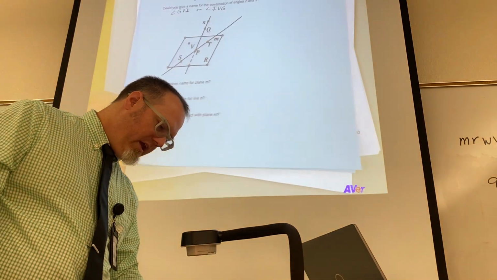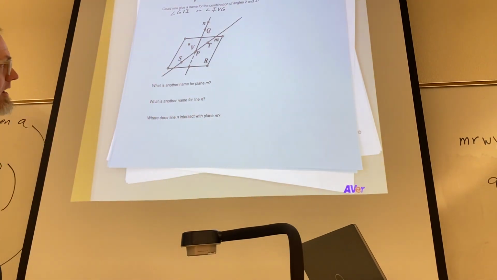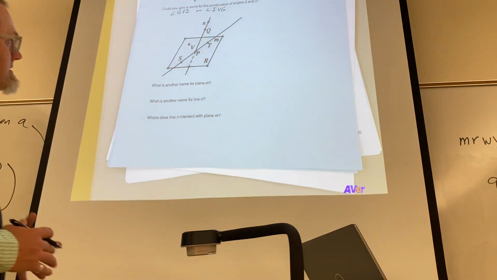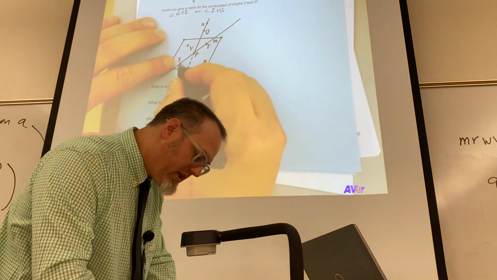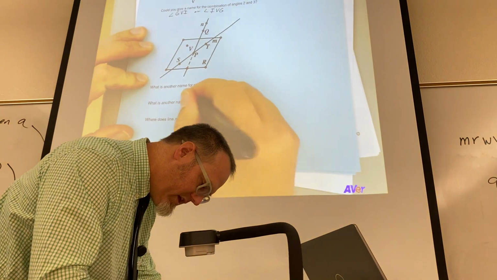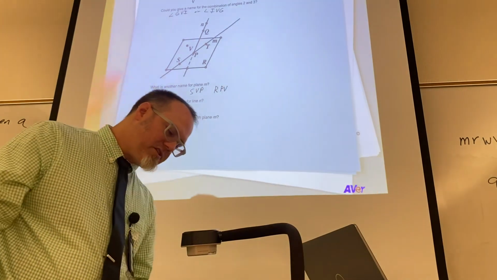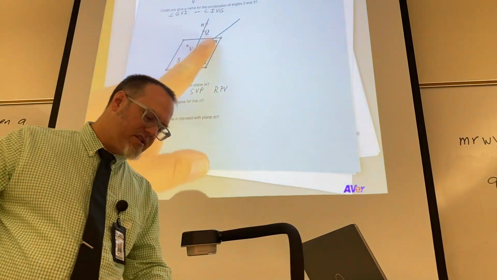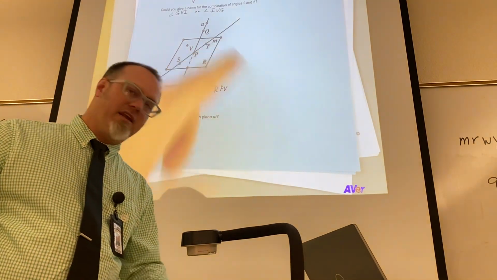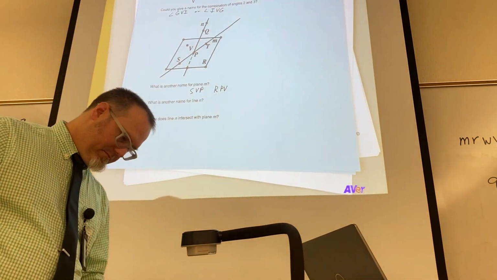Another name for plane M. This is a lowercase cursive or italicized M. That's how we name a plane. The other way to name a plane is any 3 points that are on it, as long as they're not all on the same line. So I can't use SPT because those would all be on the same line. But other than that, SVP would work, PVT, basically any combination of S, P, V, T, R, as long as it's specifically not S, P, and T, because they are on the same line. Other than that, it's fine.